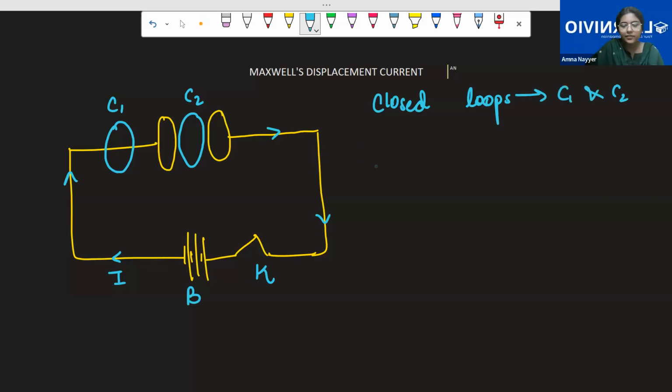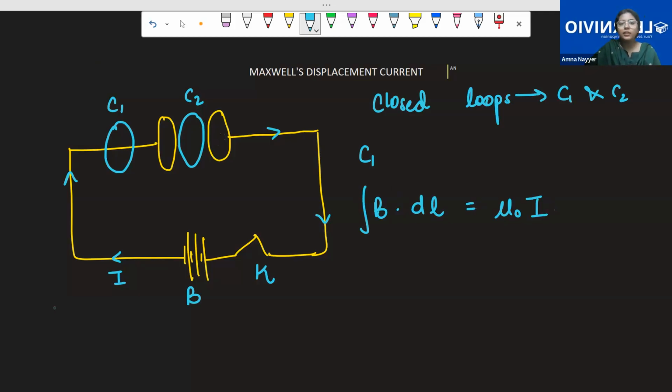Now, see at C1, when he applied the Ampere circuital law, the line integral of magnetic field is equal to mu naught times the current. This is as it is present because current is actually flowing through the circuit. But when he took the loop between the capacitors, these two are the plates. So between the capacitor plates, a loop is taken.